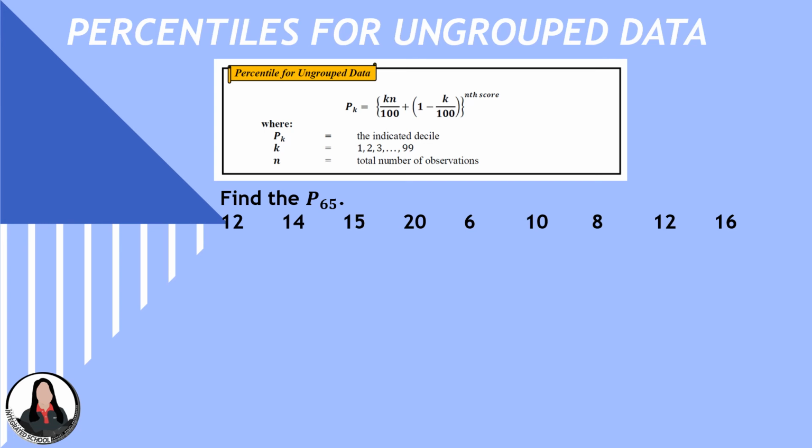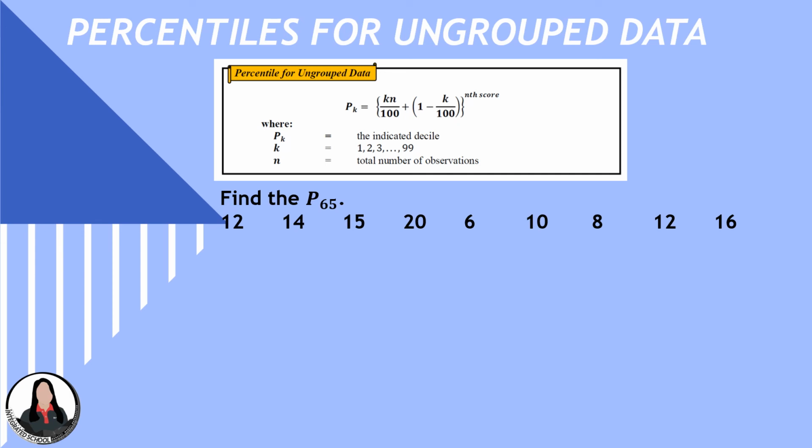Itong P na ginagamit natin ay dahil percentile yung ating hinahanap. At sabi ko nga kanina, lagi yung uppercase. Okay? And then K pertains to 1, 2, 3, to 99. Sabi nga natin, percentile divides the distribution into 100 equal parts. Therefore, ang value ng K natin will be from 1 hanggang 99. And then N is the total number of observations. Okay, so let us use this formula in solving the example below.